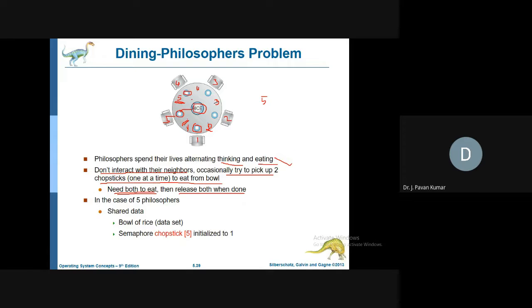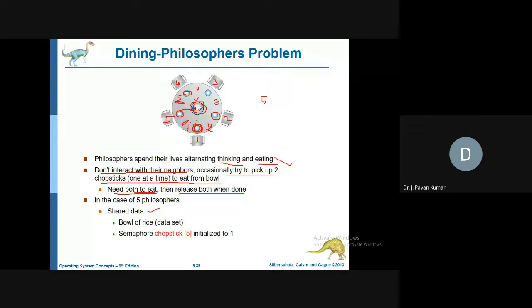Next, here how many philosophers are we having? 5. And what is the shared data here? Bowl of rice. This is the shared data, and it has been served here. But don't consider this rice as the shared data now, just consider it is already given. What is the other resource that each philosopher requires? Chopsticks.